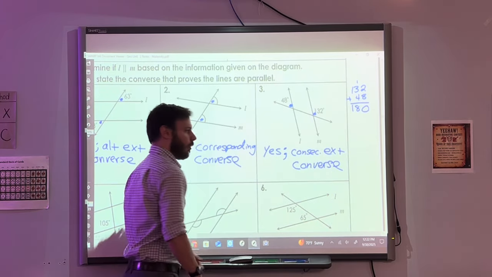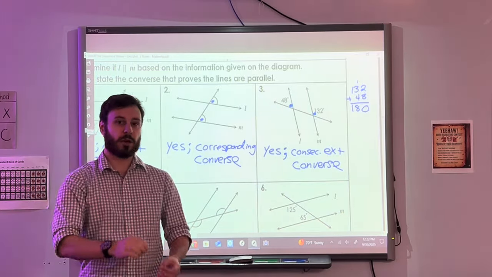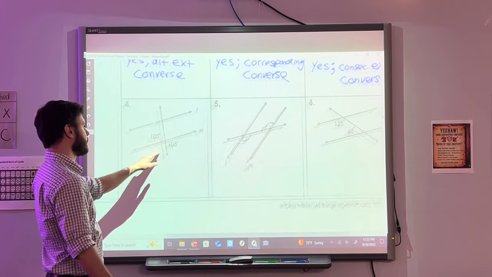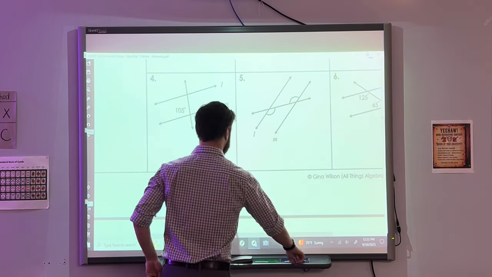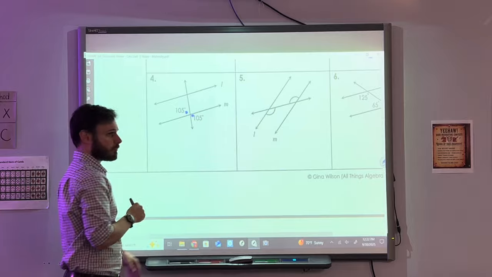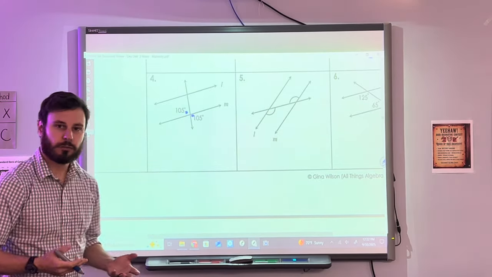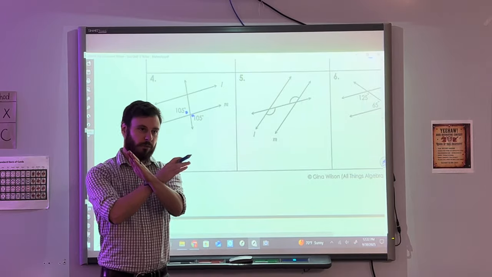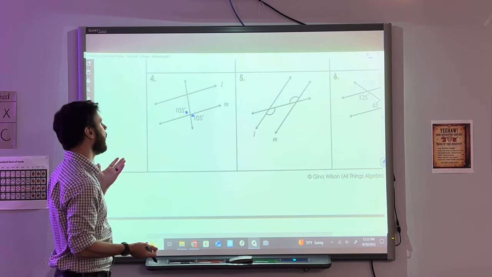Remember, the only time we're saying the word converse is when we are proving things parallel. That is the only difference. Here, how does this angle relate to that angle? They're vertical. They're directly across from each other. They make that cross, right? And vertical angles should be congruent, and they are.